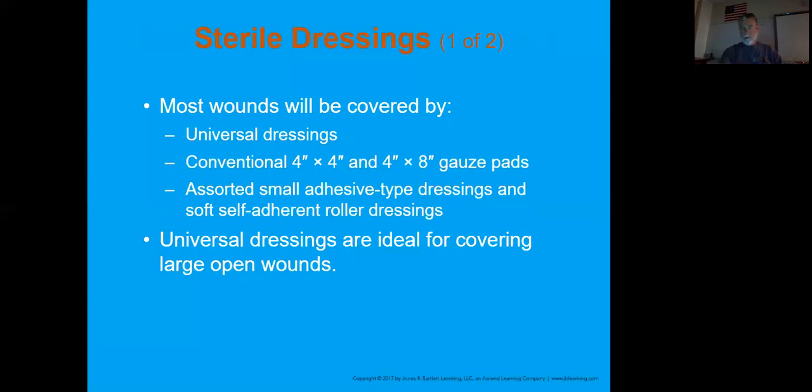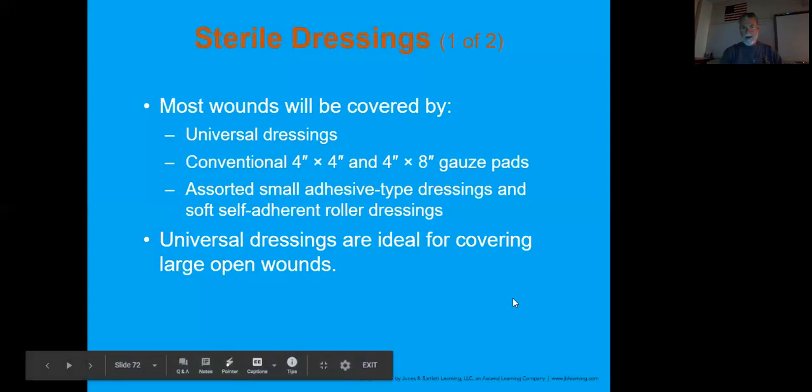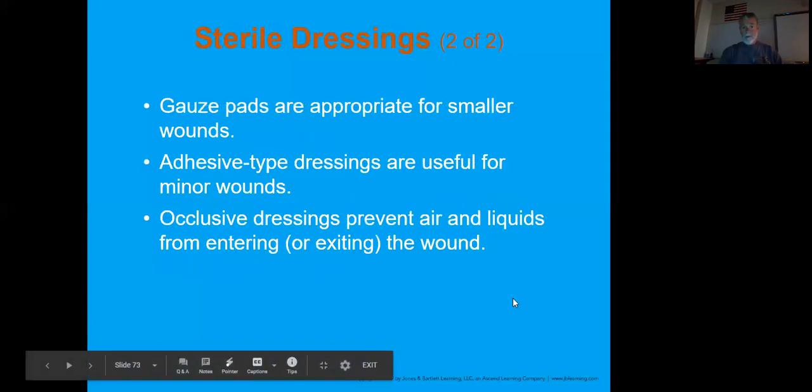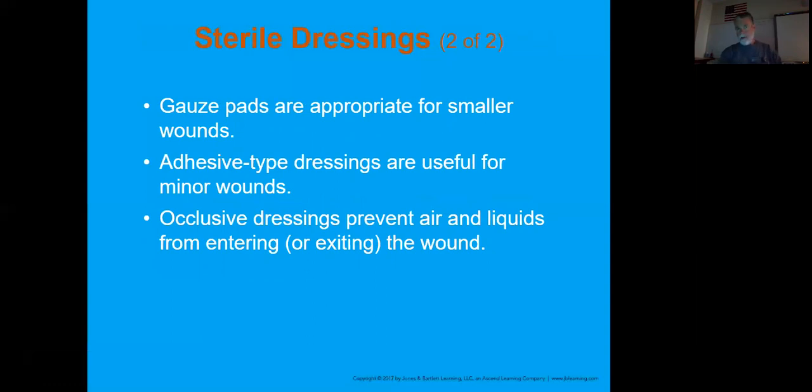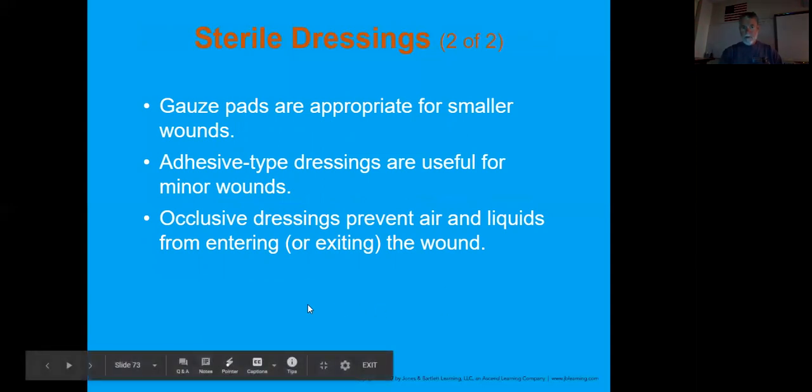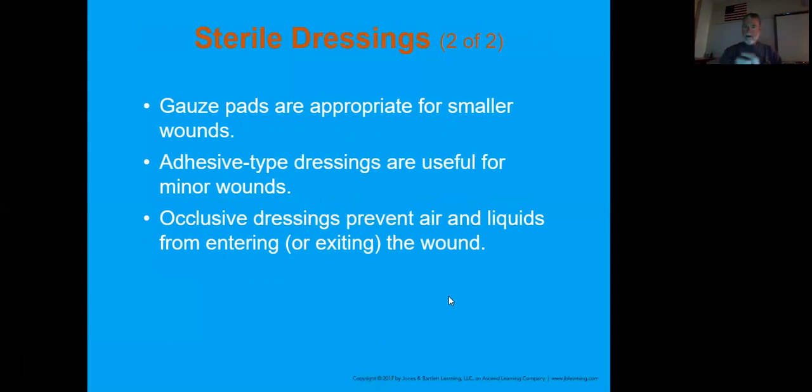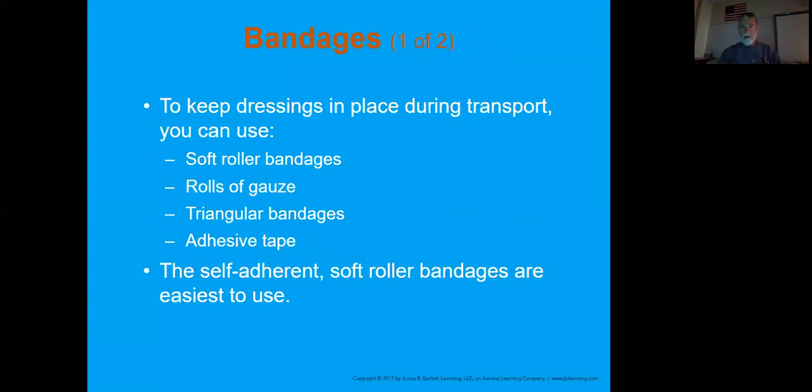We're looking at 4x4s, or again, just different size gauze pads that we have. They're appropriate for smaller wounds, again, we're talking just the little pads, a 4x4 or even a 1x1, depending on the size of it. The adhesive dressings, those are just minor wounds, right? We put that on. The occlusive dressings, that's a big difference, right? That wants to prevent air and liquids from entering or exiting the wound, right? So if we know the gauze pads are little small things that we put on, and adhesive types are for minor wounds, an occlusive dressing, because I know you'll hear the term constantly through this chapter, prevents air and liquids from actually entering or exiting the body.